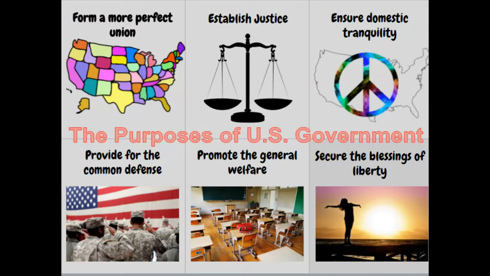Now, the preamble states 6 different purposes of government. The first is to form a more perfect union. Remember, under the Articles of Confederation, there was no strong national government to unify the states. The Constitution had to fix that. The Constitution also establishes justice by creating a court system and ensures that all citizens are kept safe, healthy, and free. Now, let's go see what Article 1 has in store for us.